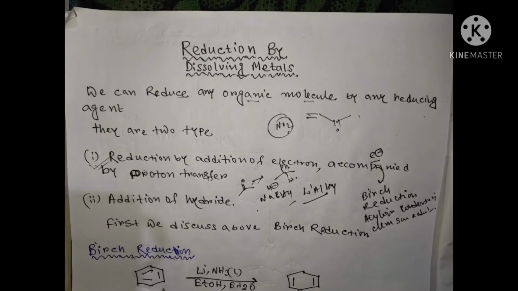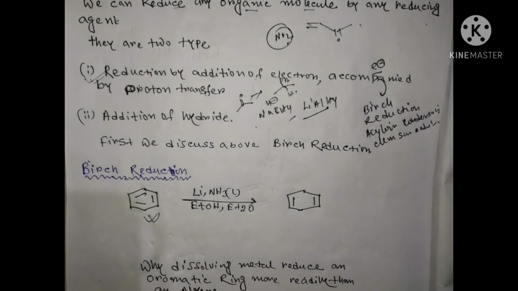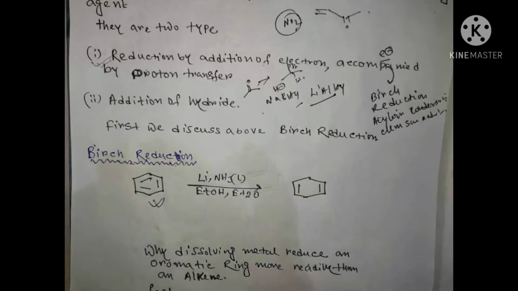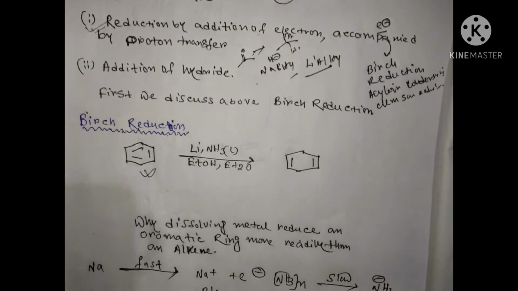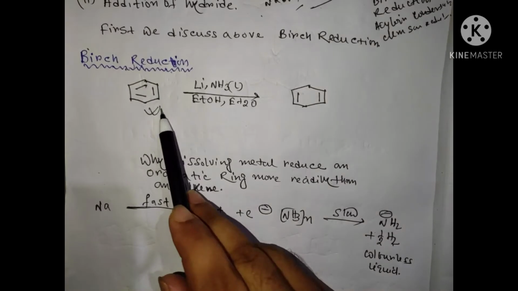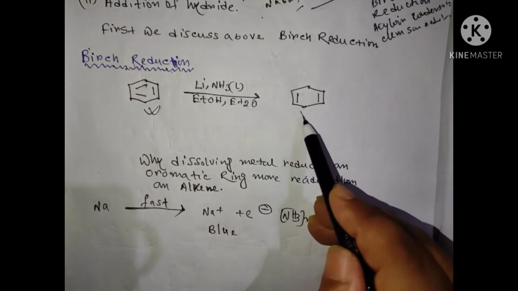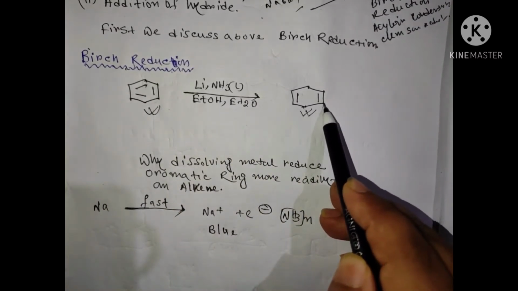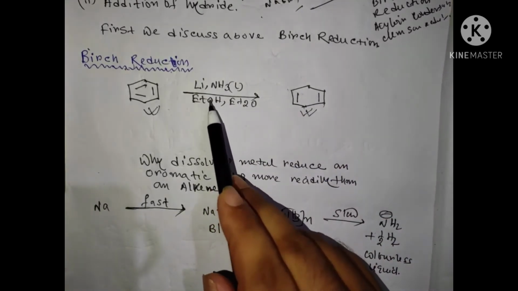So what is Birch reduction? What is the general Birch reduction? First we will see this. So this is the general Birch reduction. Here is benzene, and here is a diene system, a non-conjugated diene. So benzene goes to a non-conjugated diene. So how does this reaction happen?